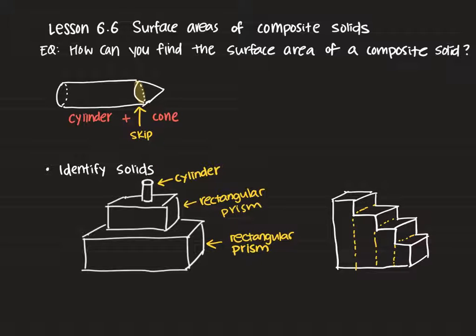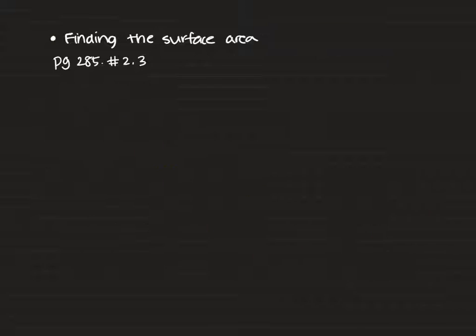The reason we need to be able to identify them is that depending on what kind of solid we have, the equation we're using is going to be different, and the side measurements we need to know are also going to be different. I think it will make more sense when we work on some example questions. So let's go ahead and work on some examples using shapes from the textbook. I'm going to use page 285, On Your Own, questions number 2 and 3.